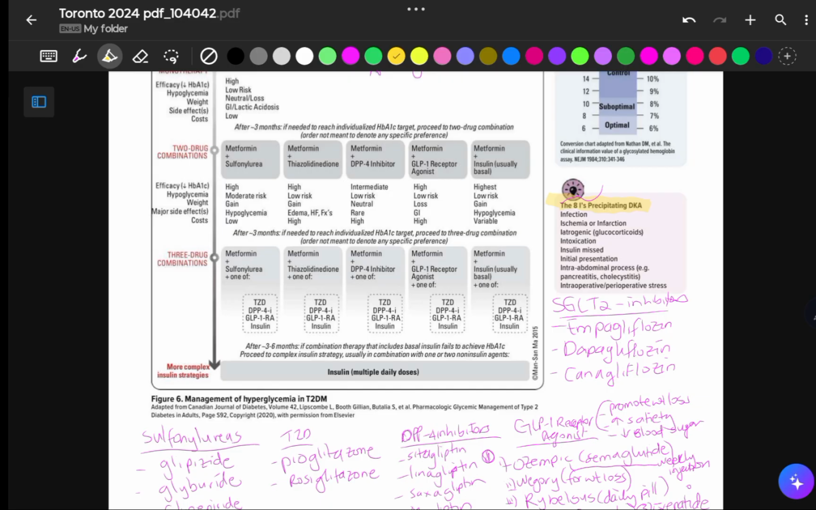So what are the 8 Is precipitating DKA? Okay, mnemonic: 8 Is. First, infection, ischemia or infarction, iatrogenic, such as glucocorticoids, intoxication, insulin missed, initial presentation, like in a patient presenting with first time type 1 diabetes, intra-abdominal process, e.g., your pancreatitis, cholecystitis. Now you cannot actually produce insulin, so now you're presenting with DKA. Or your intraoperative or perioperative stress. Okay? So those are the 8 Is.